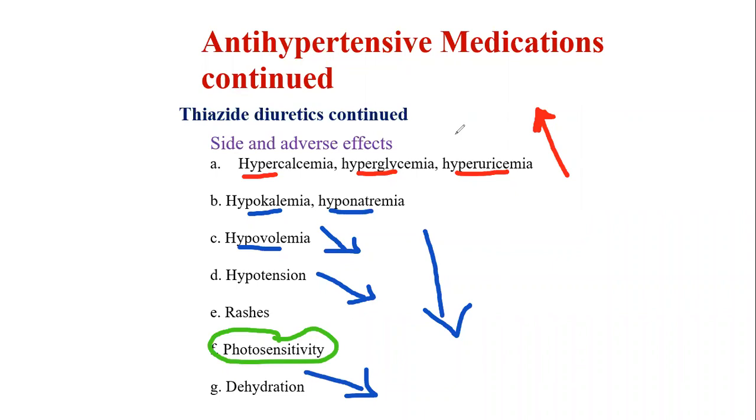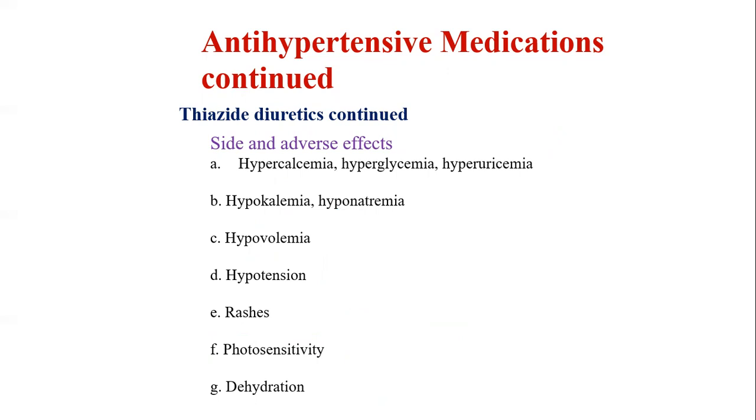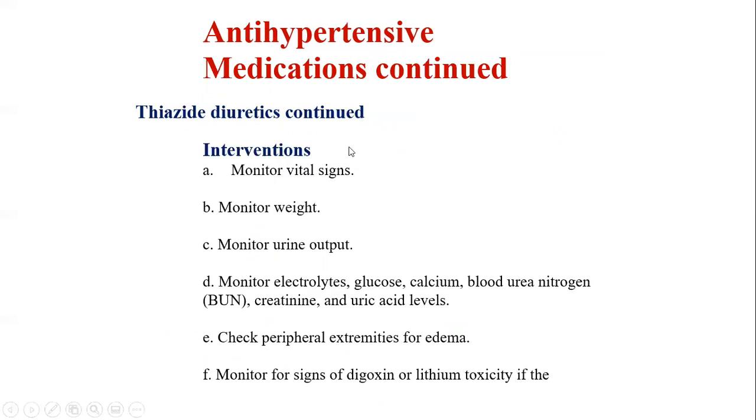So if thiazide diuretics have this kind of side effect, it is important for nursing implications to educate them. It is important to monitor BUN. It is important to monitor electrolytes, particularly potassium and glucose level. Monitor intake and output, and educate your patient to increase potassium in the diet. What next? Intervention: monitor vital signs, weight, urine output, electrolytes, glucose, calcium, blood urea nitrogen, creatinine, and uric acid level.